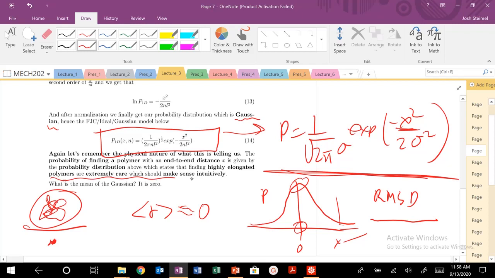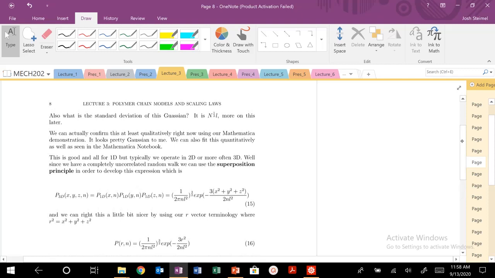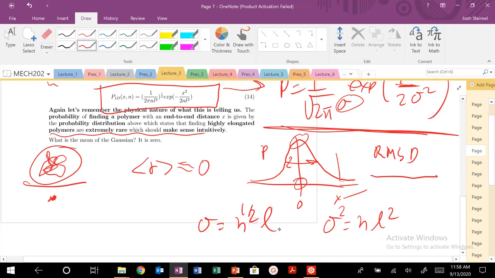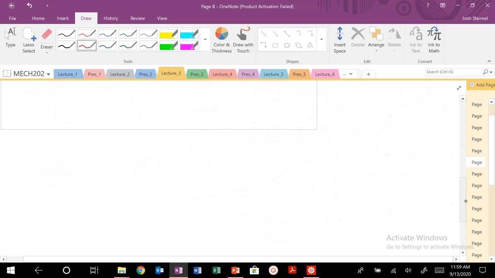The other thing that we see here, which is really cool, and we'll go on to the next page and show this, is, let's go here one second. We'll go back to this in just a second. Looking at this equation, what is sigma in terms of n and l squared? The standard deviation of this probability distribution is basically sigma squared equals n l squared, or sigma equals n to the 1/2 times l. We'll come back to this a bit later, but it tells you the width of this distribution is going to be n to the half l. It's a really, really powerful expression. So that is the solution in 1D.